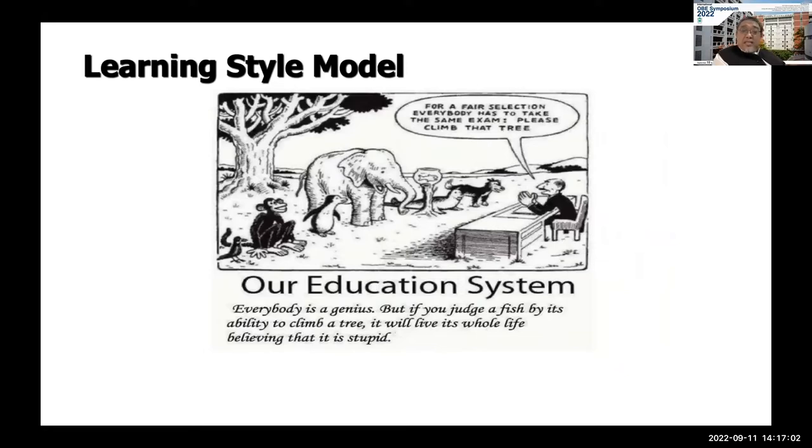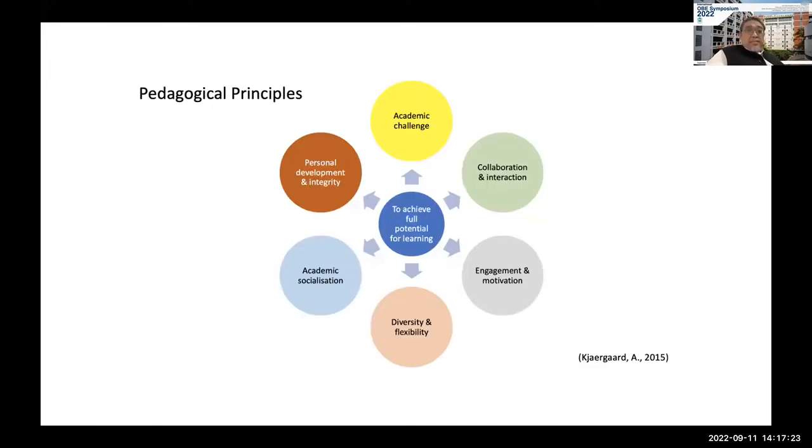It's just like this caricature, which is actually saying that for a fish to climb the tree, it's almost impossible, isn't it? Or impossible. But that doesn't mean that... maybe it is because we are not actually giving the appropriate environment for a person to actually grow in terms of their intellect.